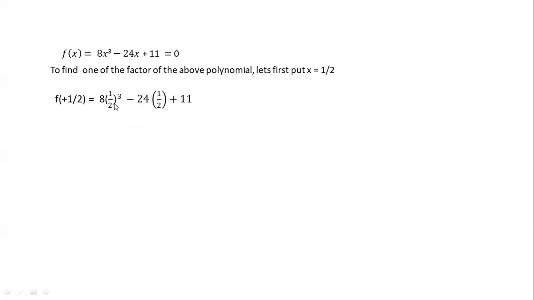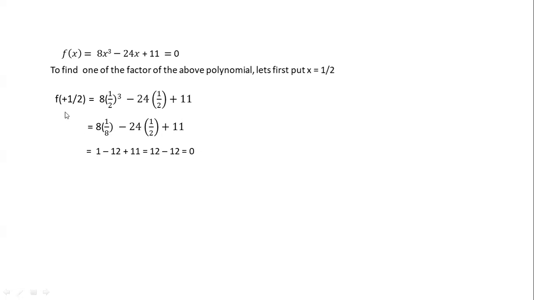Now the cube of 2 is 8, so 8 into 1 by 8 minus 24 into 1 by 2 plus 11. 8 cancels, it becomes 1. 2 12s are 24, so it is 12, and plus 11. So 11 plus 1 is 12, minus 12. 12 minus 12 is 0.